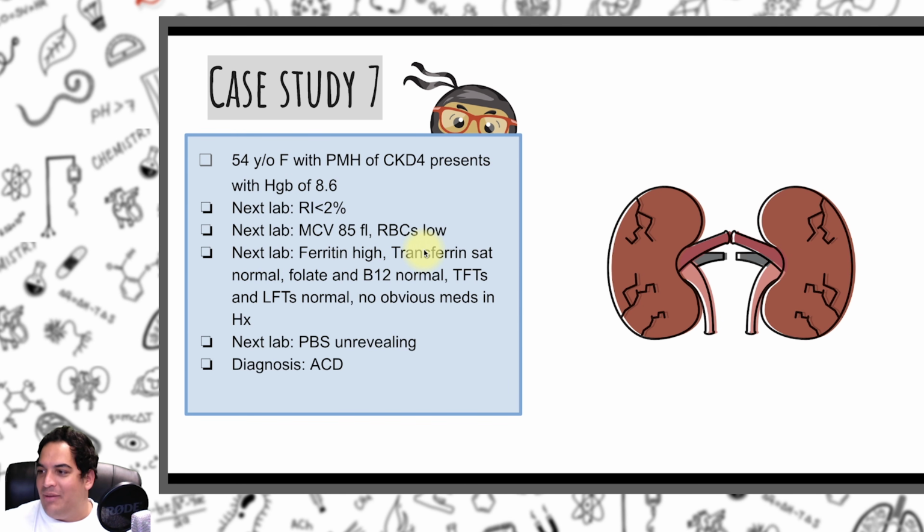It's likely anemia of chronic disease. Why? Because again, ferritin's high, transferrin is normal, and the folate, B12, and iron didn't suggest any iron deficiency anemia. No thyroid abnormalities, no LFT abnormalities.